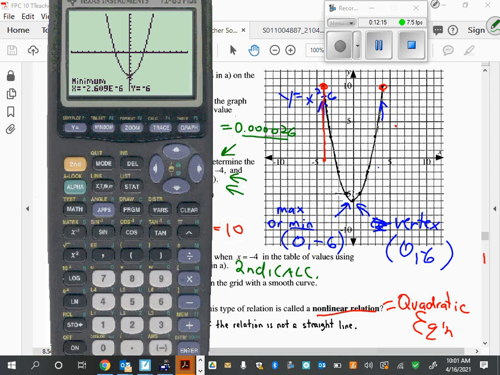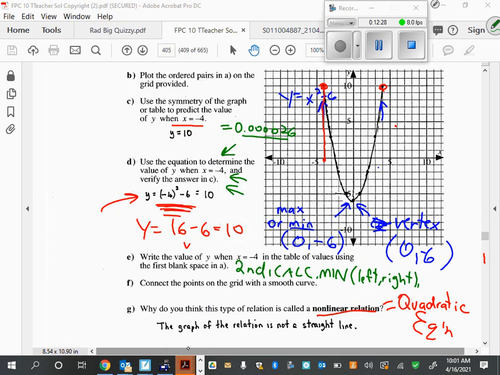So that's how you find a vertex on your calculator. Write that down. Second, calculate minimum, and then you move left, right, and then enter. So write down the green stuff, calculator vertex calculator keys. Okay, write that down because we're not going to do it a lot. If I do ask you to find a vertex, you have to know how to use your calculator.